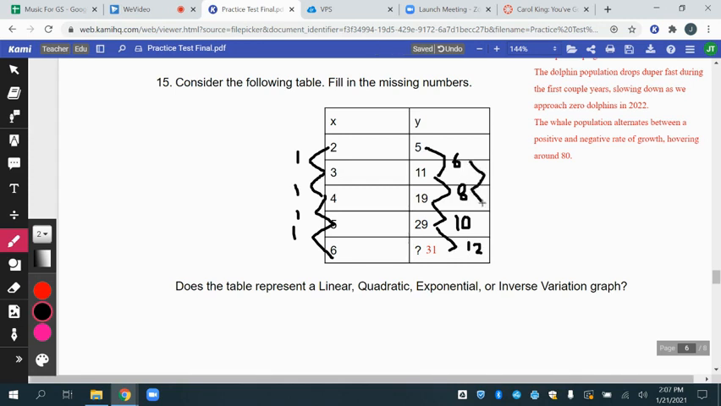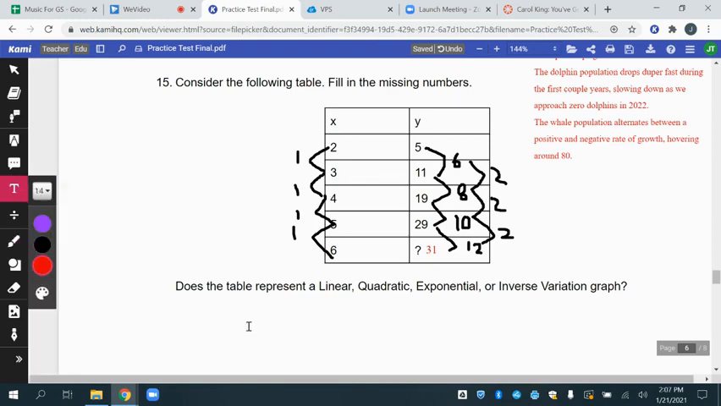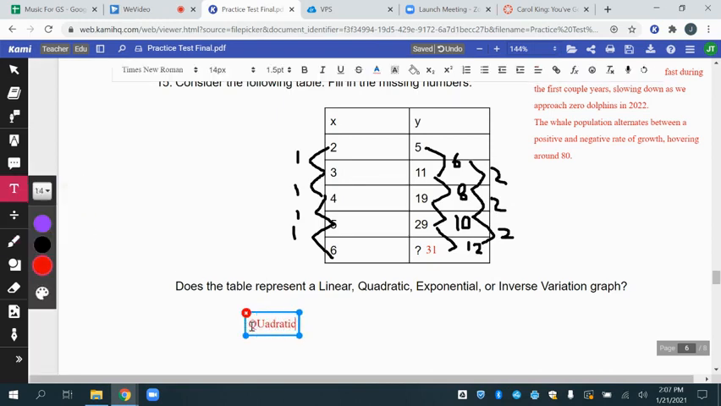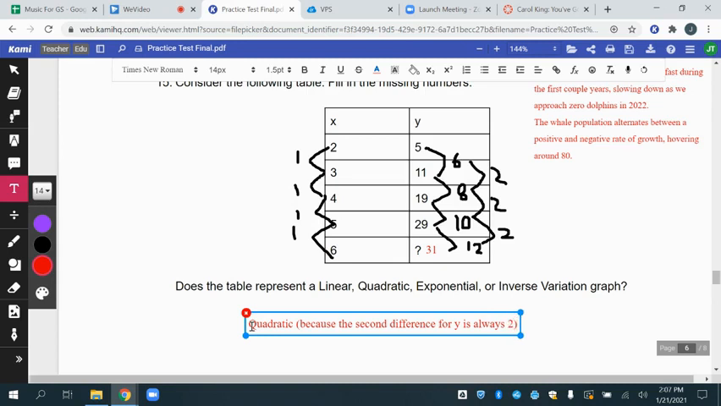Notice this, if I take a look at them, these are all 2 apart. 2, 2, 2. If you remember from what we did earlier, that means that this is quadratic, if the second difference for y is always 2. You know what? I'll just do a comment and it sounds much better.